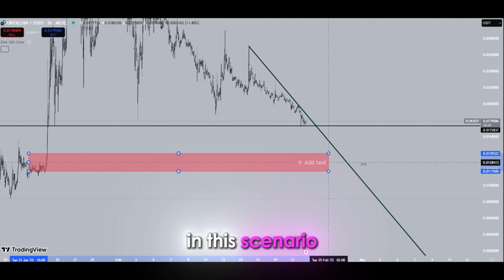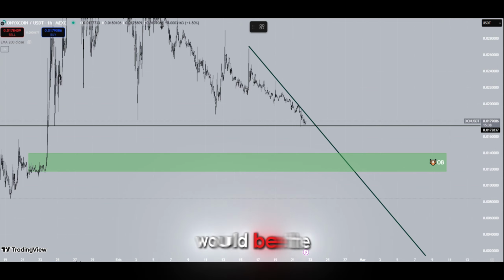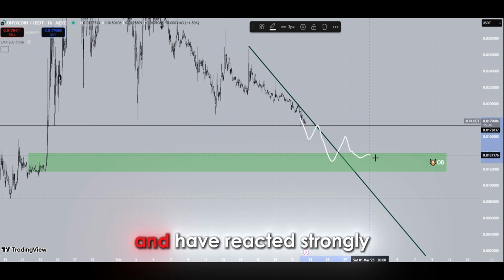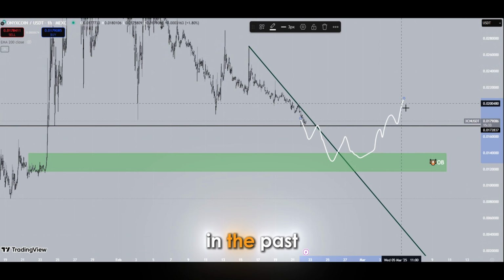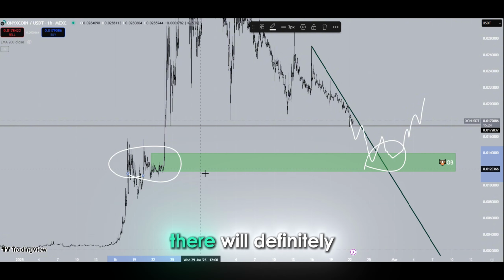In this scenario, one of the most important levels that the price could reach would be the bull order block, where buyers are concentrated and have reacted strongly in the past. The bullish order block is a critical liquidity area where big players usually buy, and the price can initiate an upward movement again. If support is broken, there will definitely be a reaction from here.